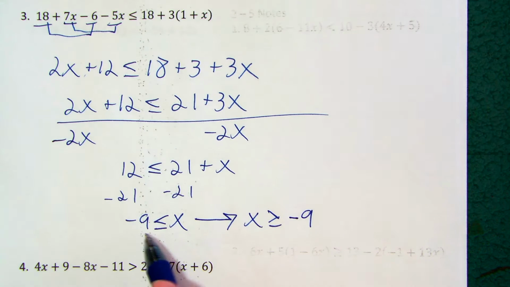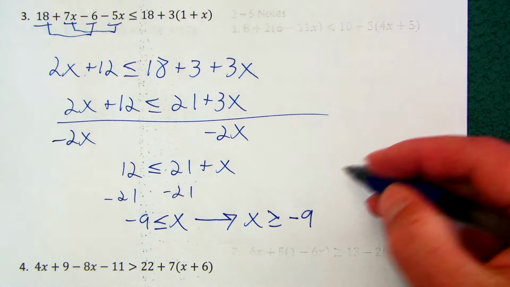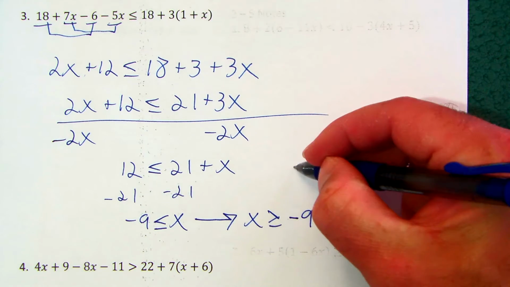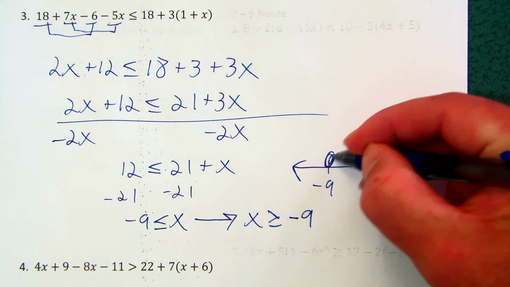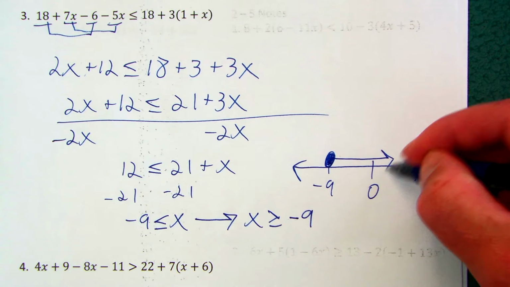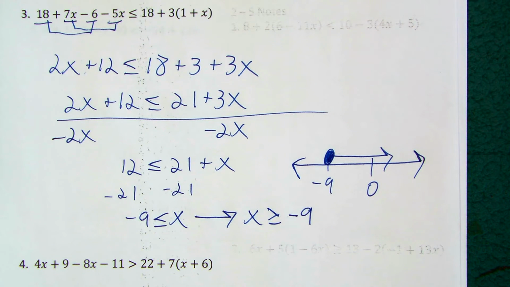Notice here, the inequality points at negative 9. My inequality is still pointing at negative 9. So my solutions are everything to the right of negative 9, greater than or equal to negative 9.